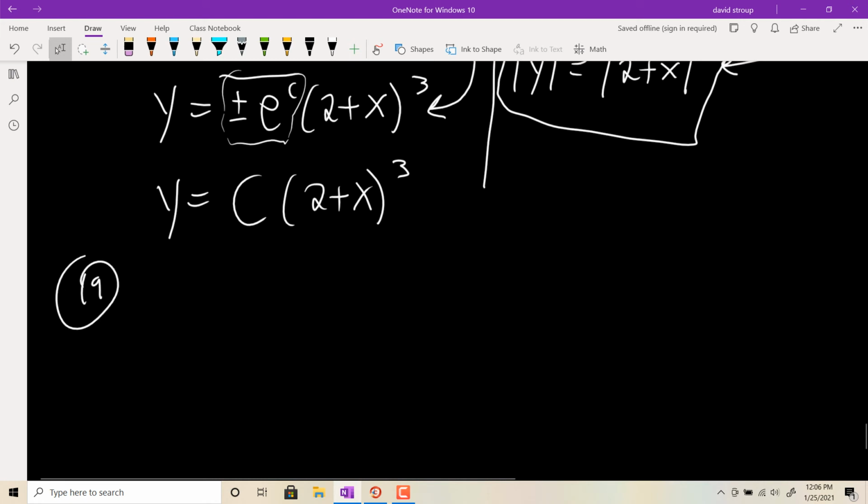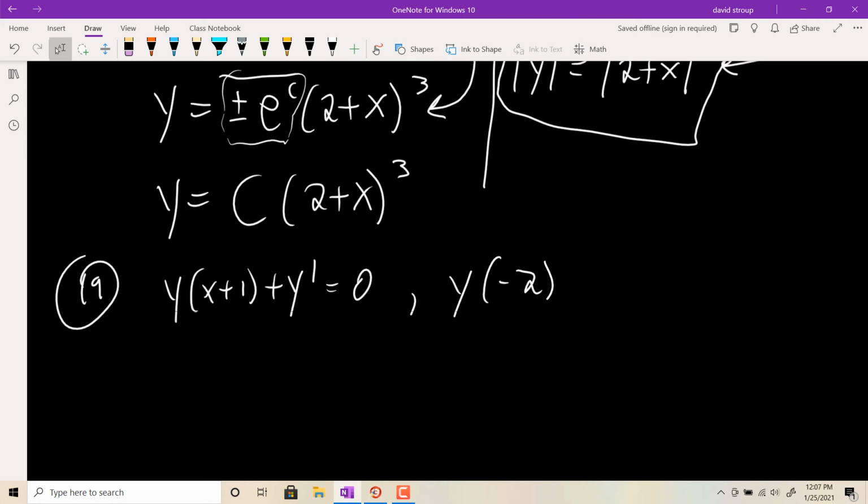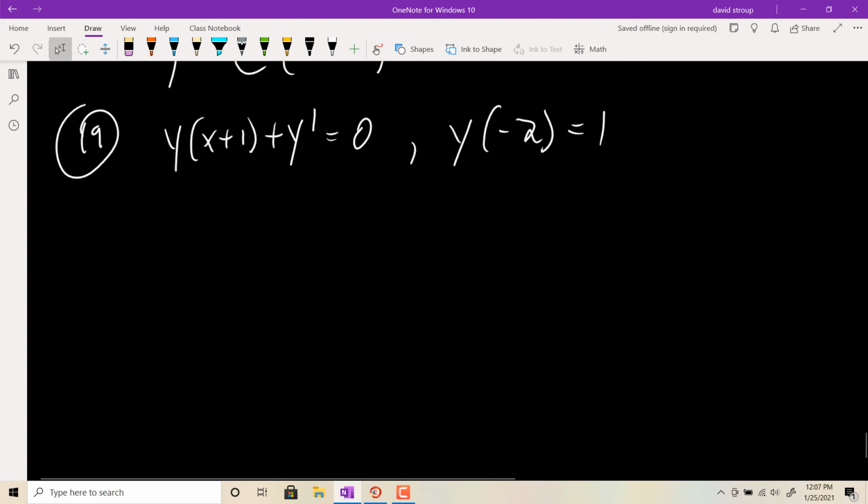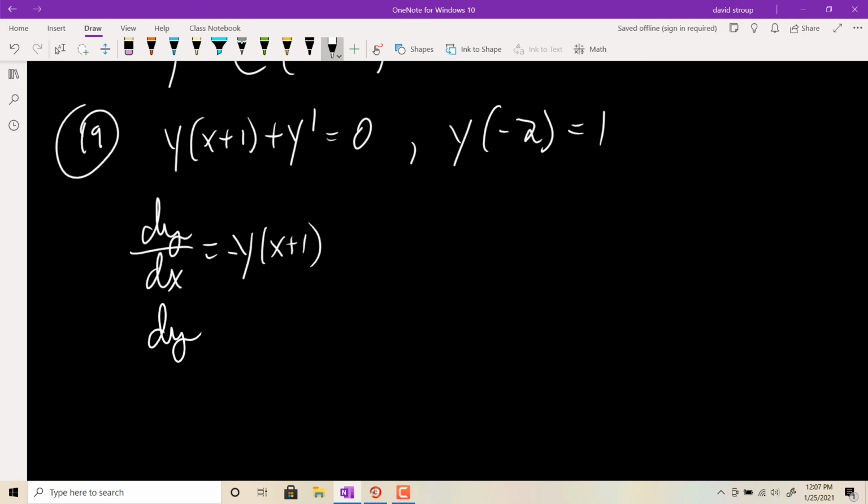So number 19, y times x plus 1 plus y prime is 0, and y of negative 2 is 1. So this time it's not separated. So let's rewrite y prime as dy over dx. Move the y times x plus 1 to the other side. So I end up with negative y times x plus 1. And separate. So dy over y, and on the other side, negative x plus 1 dx. Integrate on both sides.